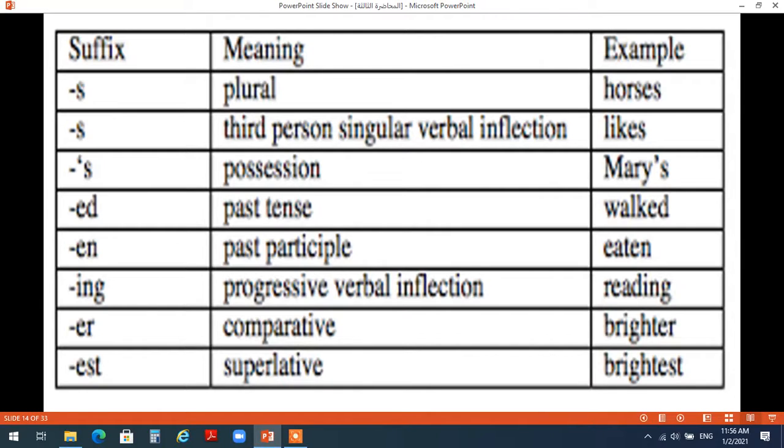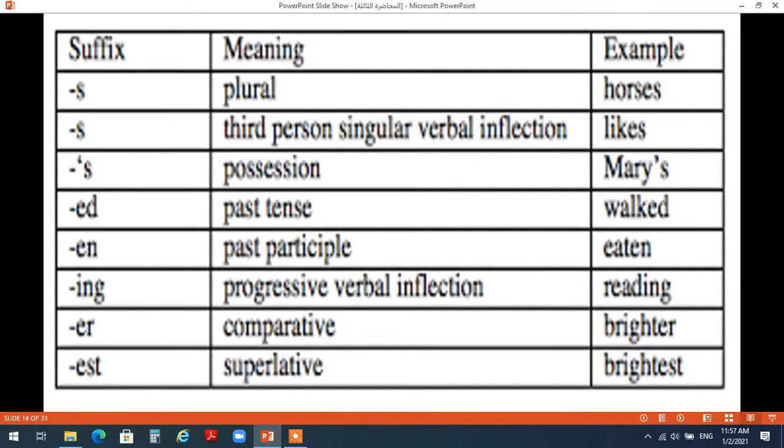for this suffix. نبدي بالsuffix أو inflectional suffix الأول اللي هو s, which is added for the plural. Either we add s or es, so to make the noun in the plural. For example, horses. So this is the first inflectional suffix. The other inflectional suffix is the s, which is added for the third person singular verbal inflection. For example, we have the word like and we have the word likes when we have third person singular. The other inflectional suffix is also an s, but it is used for possession, as التملك. For example, marries. So this is an inflectional suffix.